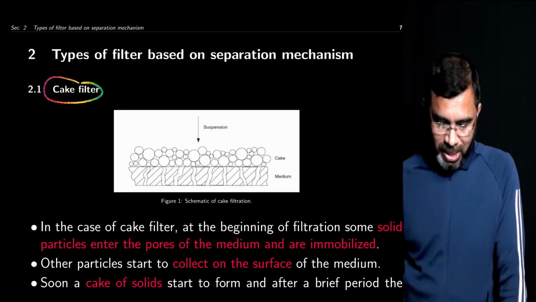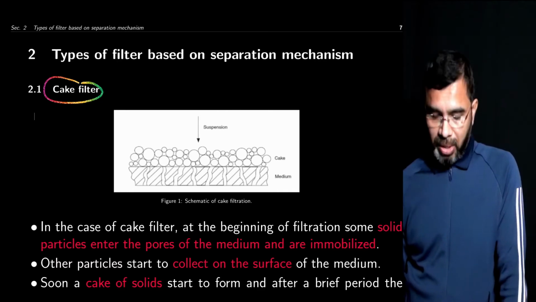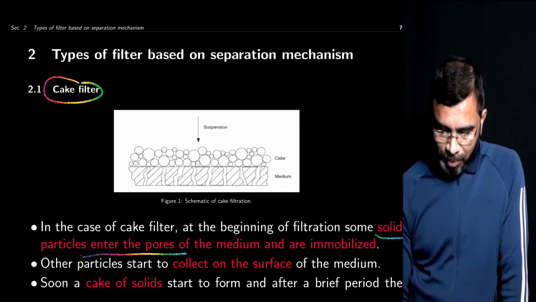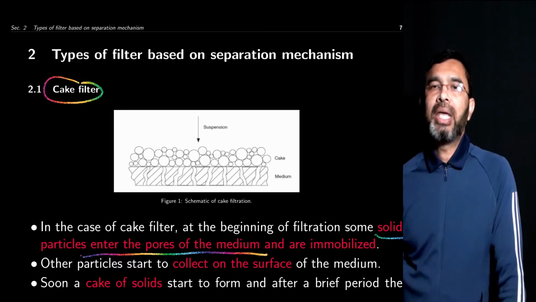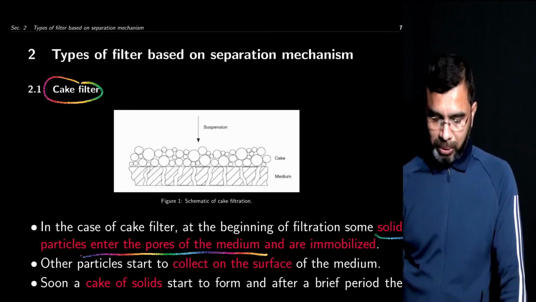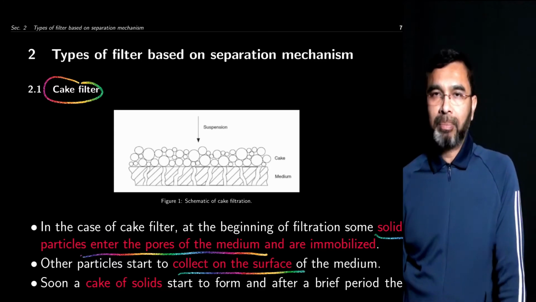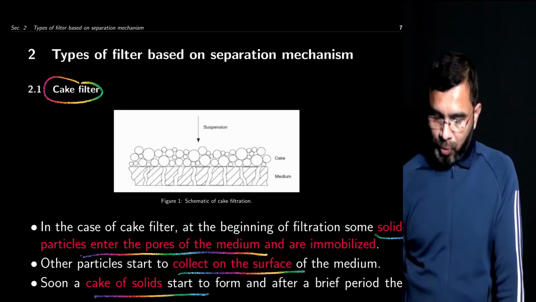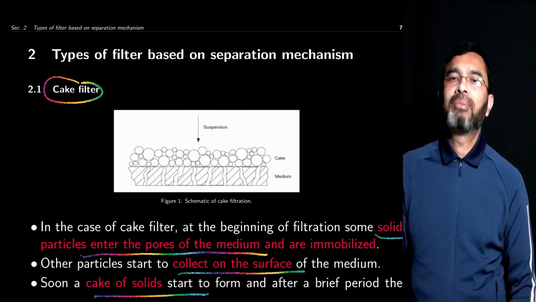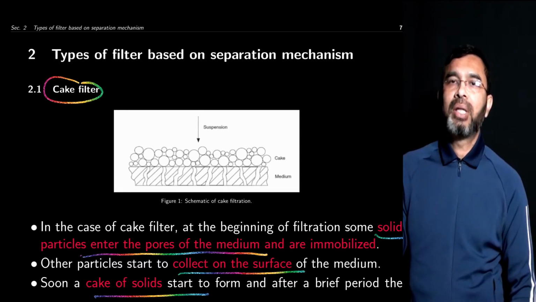Now, in this process, what is done? At the beginning of filtration, some solid particles enter the pores of the medium, and those are immobilized inside the pores. And then the solid starts to collect on the surface of the medium, and a cake of solid starts to form on the surface, and after some time the cake itself does the filtration.